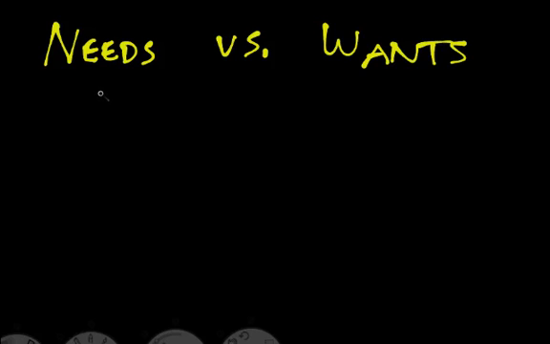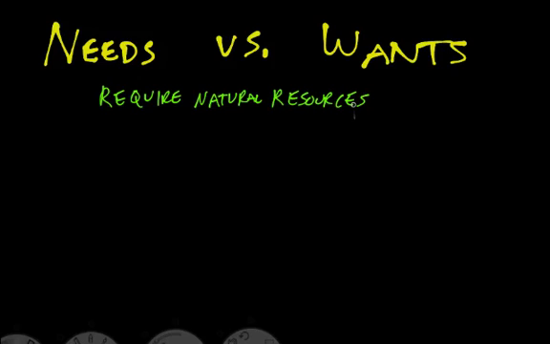Even our needs that we have require natural resources in order for us to have them. If you just think about going to the grocery store and you buy some bananas, those bananas, in Alberta here, we don't grow bananas. Those bananas had to come from somewhere, and they've had to be grown.